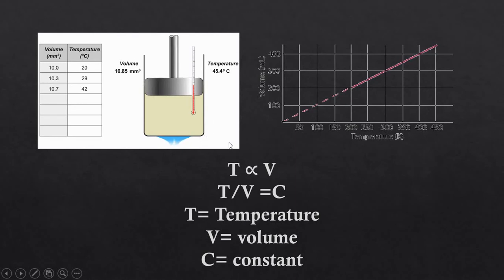Mathematically, he proved that volume is directly proportional to temperature. By using a simple mathematical formulation, we replace the proportionality sign with a constant, and we get the final equation: V by T equals C, where T is the temperature, V is the volume, and C is a constant. In this figure, you can see that the pressure and number of moles are constant.